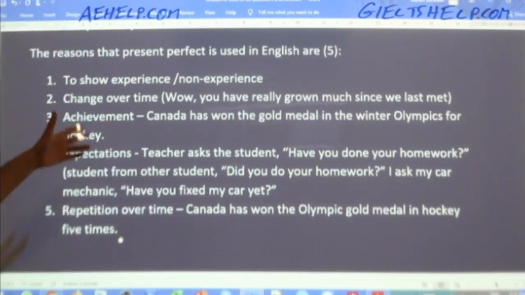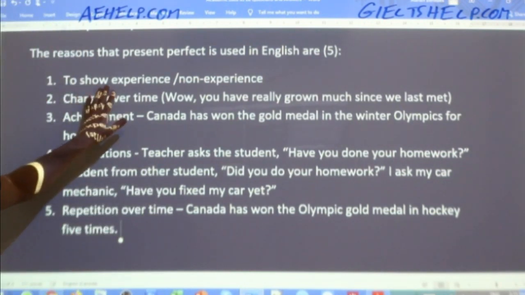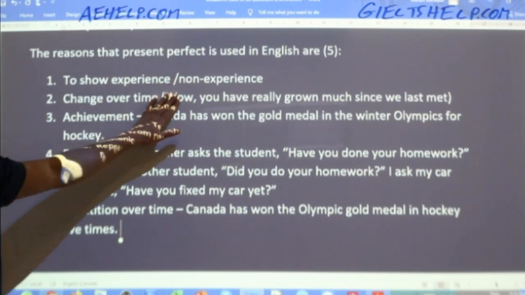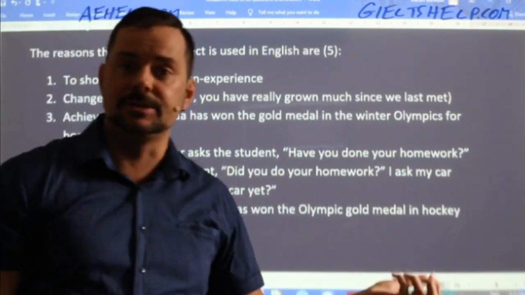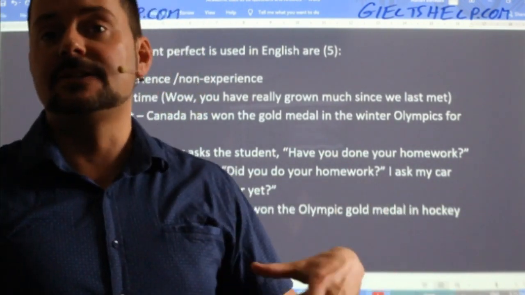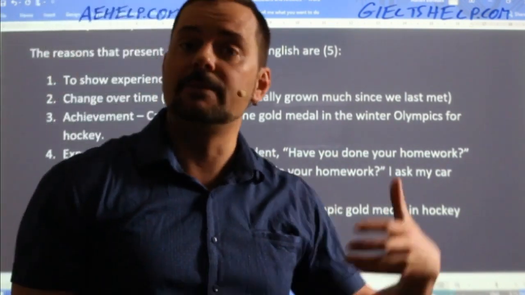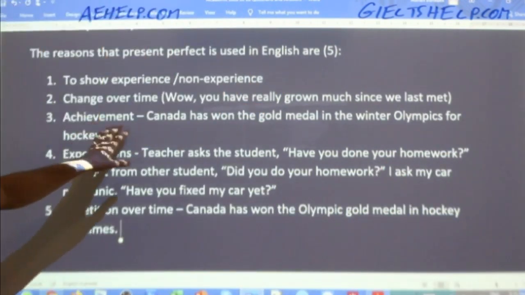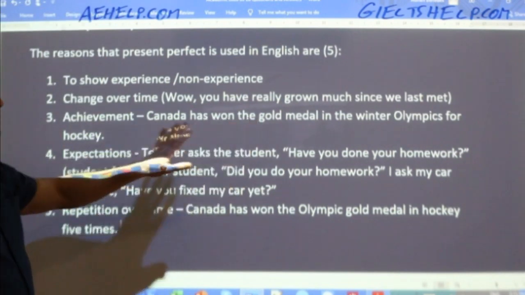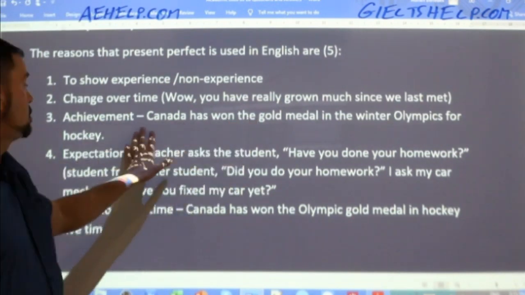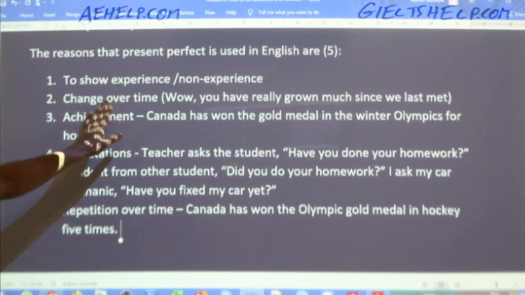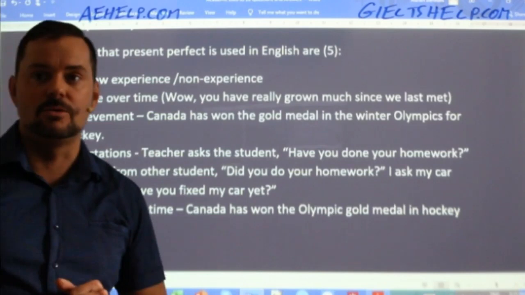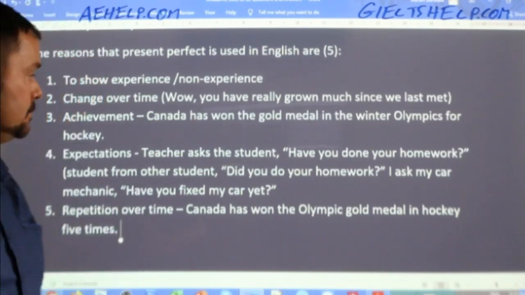And all of the negatives are true as well, like non-experience. I haven't seen the Eiffel Tower. It tells the reader it never happened in the past, and this is a non-experience that hopefully might happen in the future. Okay, Canada hasn't won gold in the Olympics yet for hockey. Okay, so non-achievement, non-change over time, non-expectation. I haven't done my homework. Okay, so all of those make sense.